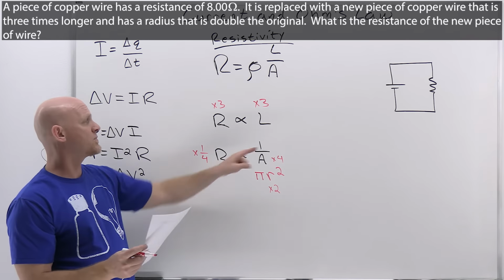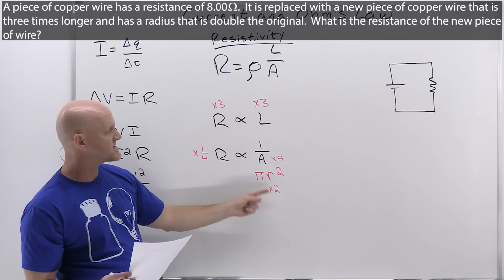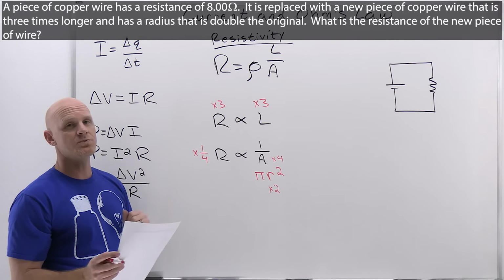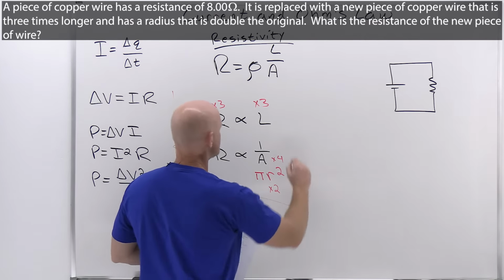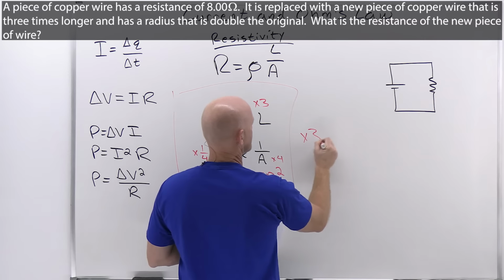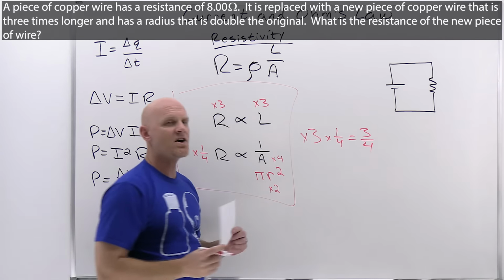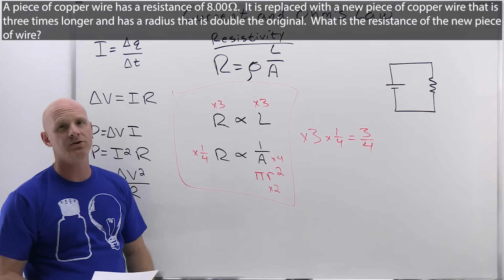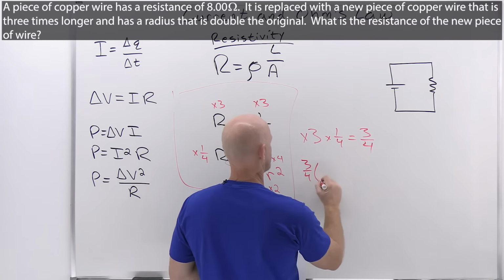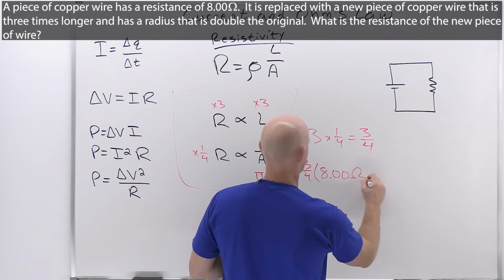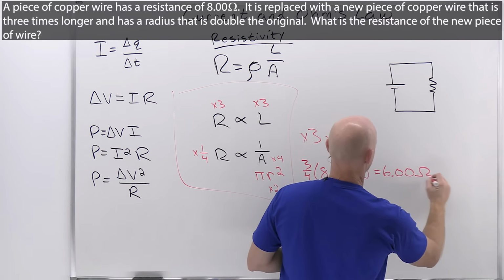All right, so we can see that with what we did to the length, we tripled the resistance. With what we did to the radius and therefore cross-sectional area, we reduced the resistance by a factor of 4. So in this case, overall, sum these two up, and it's going to be times 3 and times 1/4. And so the resistance is now going to be 3/4 of its original value. Well, the original value was given as 8.00 ohms, and 3/4 times 8.00 ohms, probably do in your head, is now 6.00 ohms.